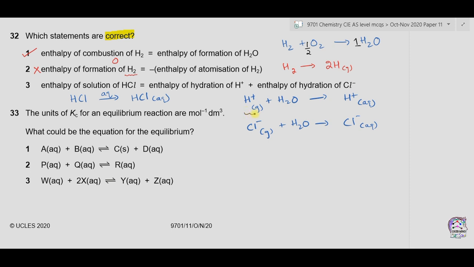Now as hydrogen gas and Cl negative gas is in atomic form, while HCl is in molecular form, so therefore enthalpy of solution of HCl is not equal to the enthalpy of hydration of H plus and enthalpy of hydration of Cl negative. 3 is therefore incorrect. The only correct option is 1, so therefore answer is D.